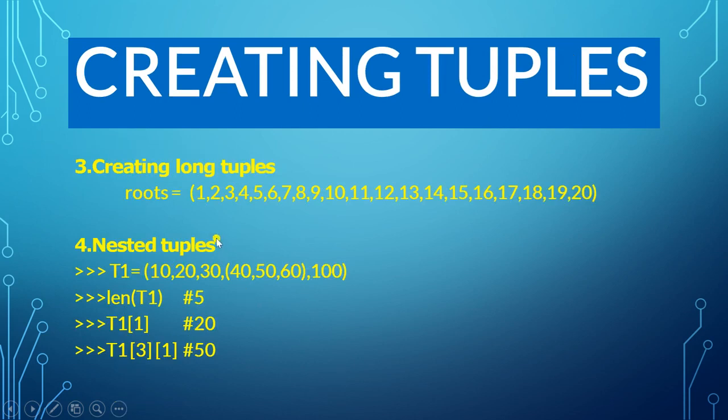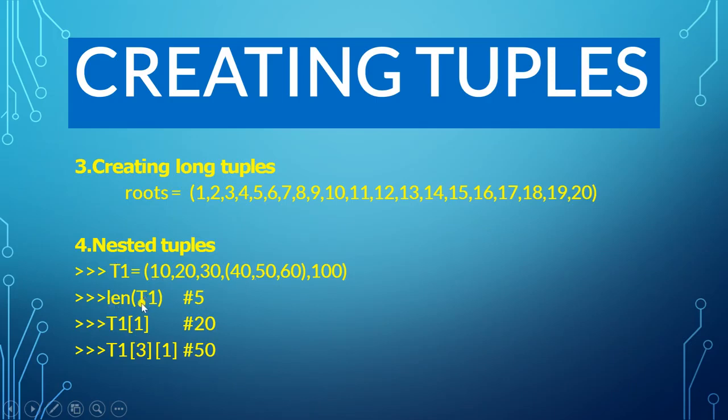Now third method is creating long tuples. In this you can write any number of values and you can create a long tuple. Now fourth category is the nested tuple. In this you can create a tuple within a tuple. Here you can see this is the tuple, and in this is another tuple. This is the outer tuple, this one is the inner tuple.